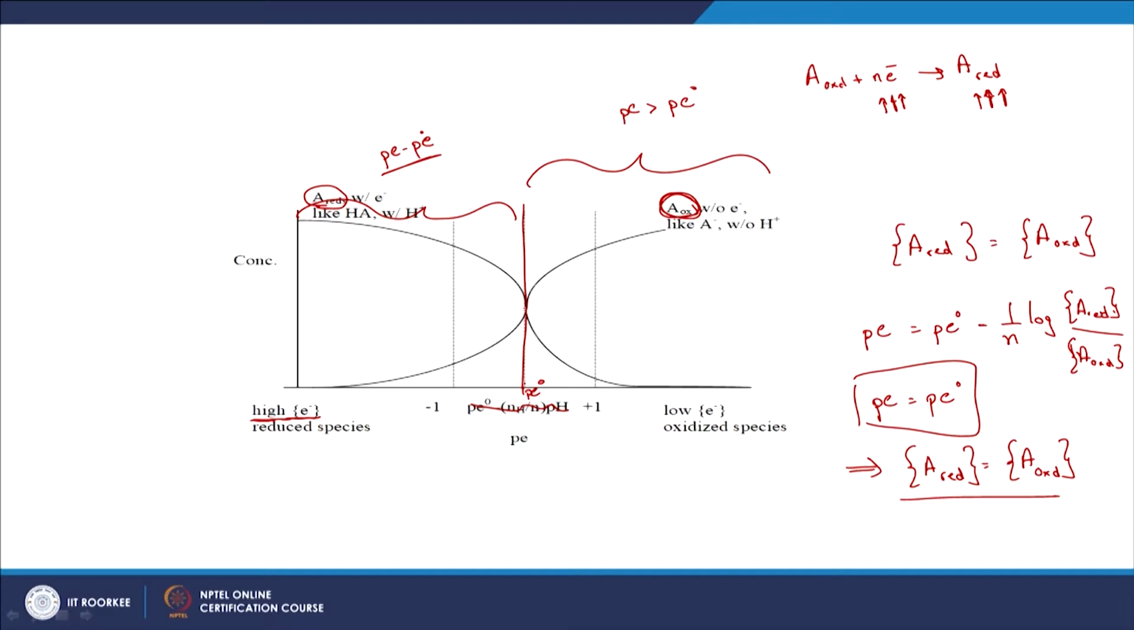So at Pe naught, at this particular point, the activity of the reduced form is equal to the activity of the oxidized form. And again, this is similar to our pH and pKa graph. If this were the acid base graph, here you would have HA, the protonated form, and here the deprotonated form. Similarly here we have A reduced form, meaning with the electrons, and here A oxidized form, meaning without the electrons. That is how you can understand the system.